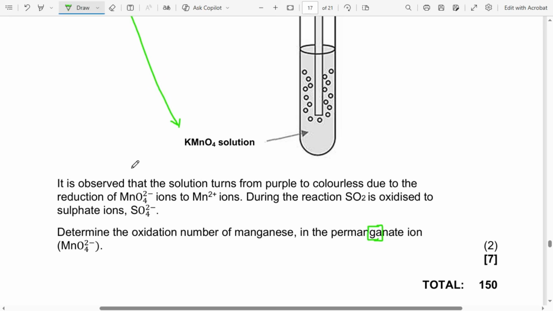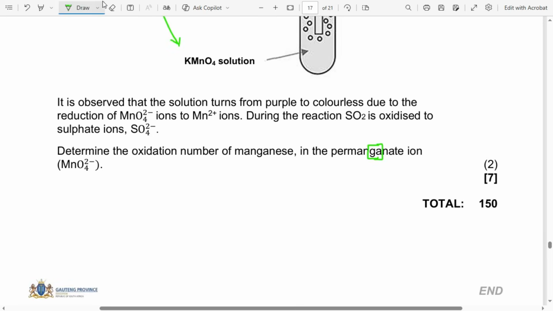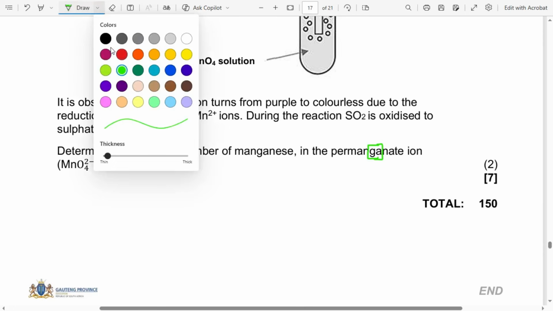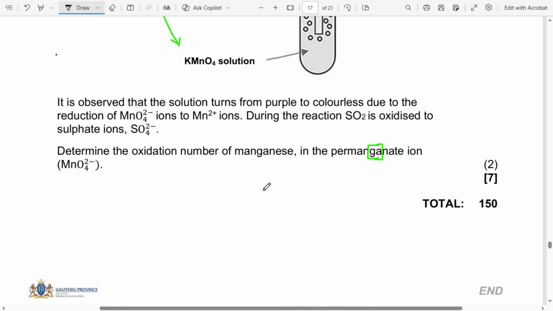Okay, so now they're saying they want us to determine the oxidation number. I'm going to take this step by step. First, start by assigning the known oxidation numbers. Let's say in MnO4 minus.